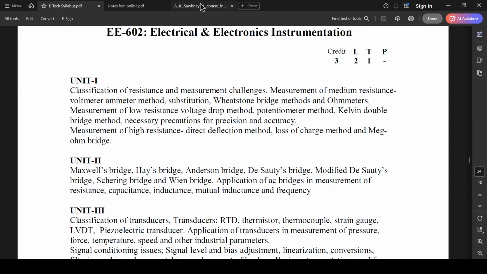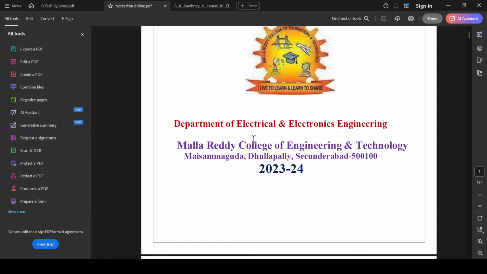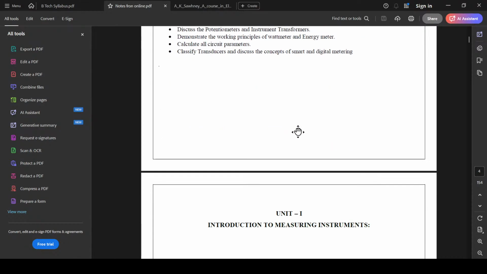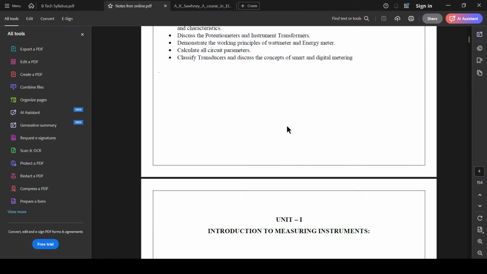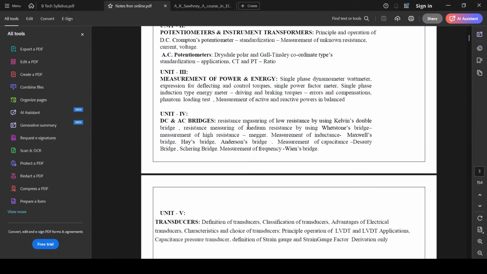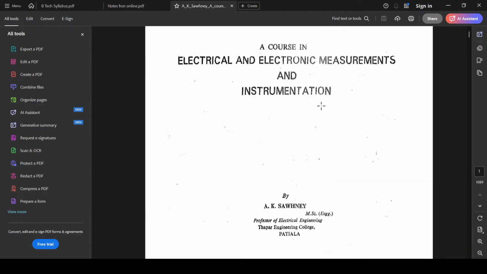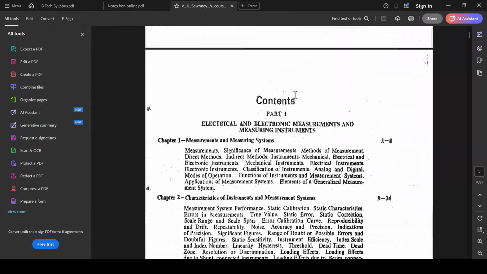For this, we have notes from this college, and these notes were very good. What is the first unit of this? The first unit is PMMC and all. Okay, moving on. This is our book, A.K. Sawhney. Let's go through it.